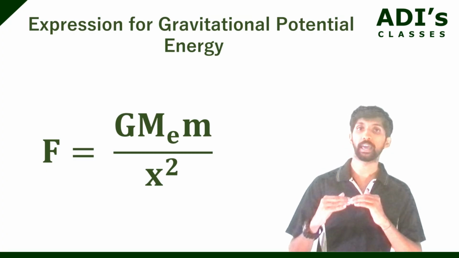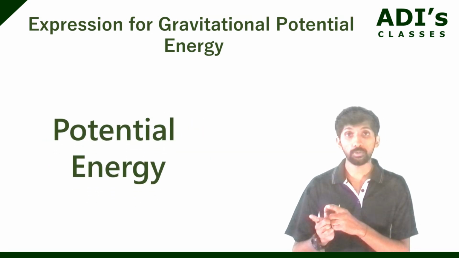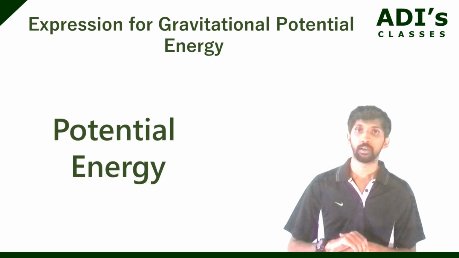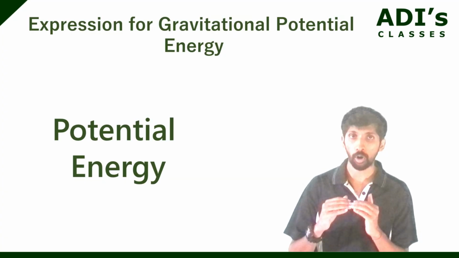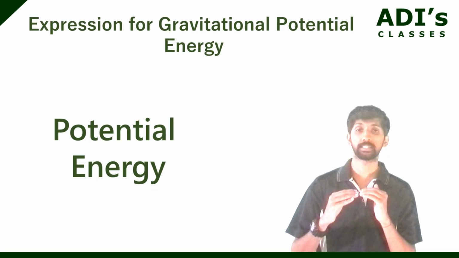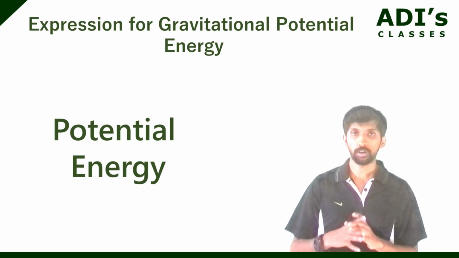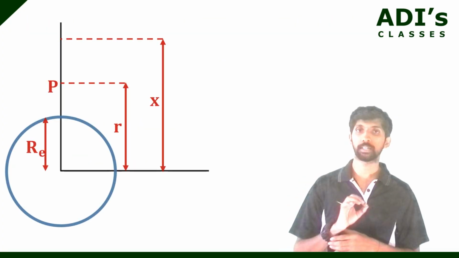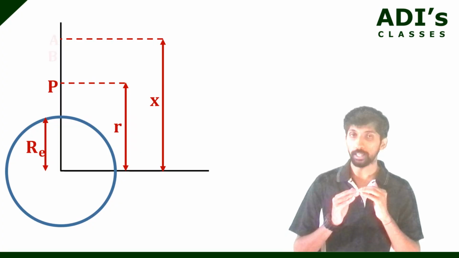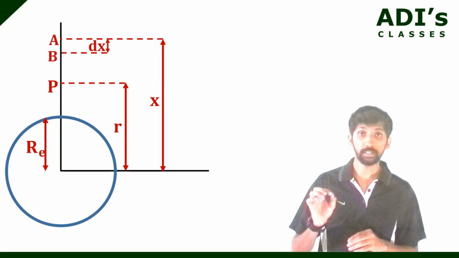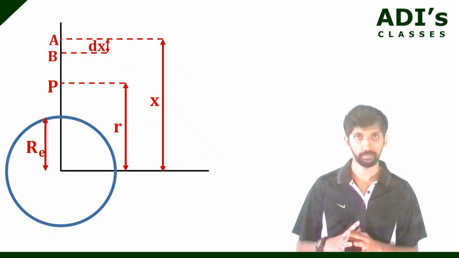So if you are working against gravity, you have to do work, and that work is stored as potential energy. Now how much work do we have to do? We take a very small displacement, like 1 millimeter, something very small. We have the mass of the body as m, and we are moving it by a very small distance. Let's call the distance dx.